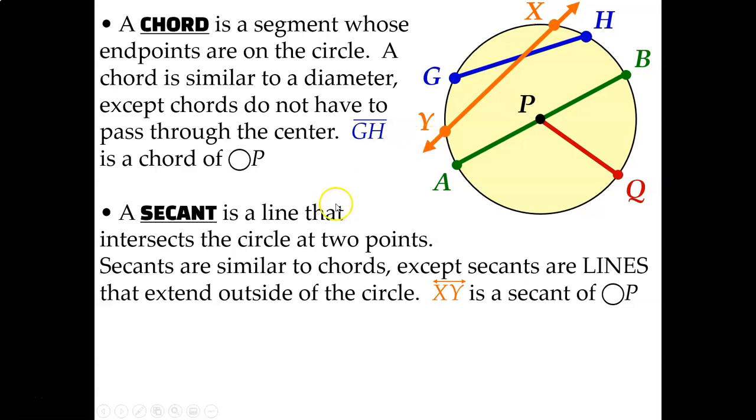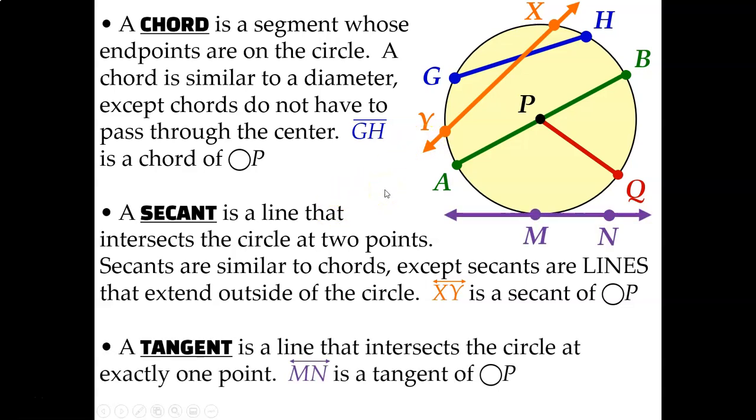And the final segment that we'll talk about today is a tangent. A tangent is a line that intersects a circle at exactly one point. So you'll notice the other point that we put onto this line is not on the circle, it's outside of the circle. And that's because this tangent only hits the circle at one point, point M.